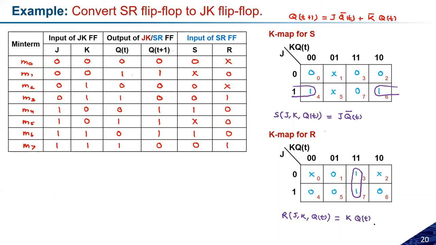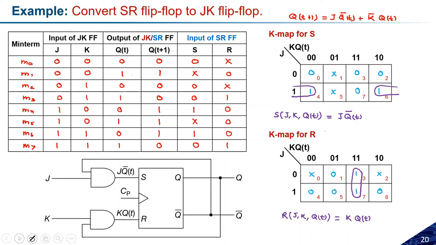Now, because we know what is S and what is R, what does it mean? To the S input, I have to connect a J input and the complement of the output. So J, we have taken one of the inputs, and I have to AND it with the Q bar. And this is what we are getting, J QT bar. Similarly, R is nothing but K into QT, and whatever the logic we have made here is nothing but the designed JK flip-flop with the help of SR flip-flop.